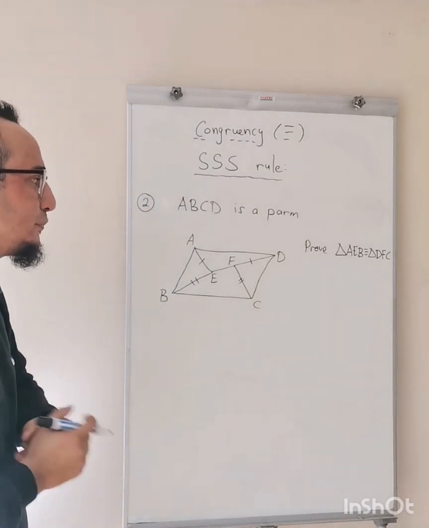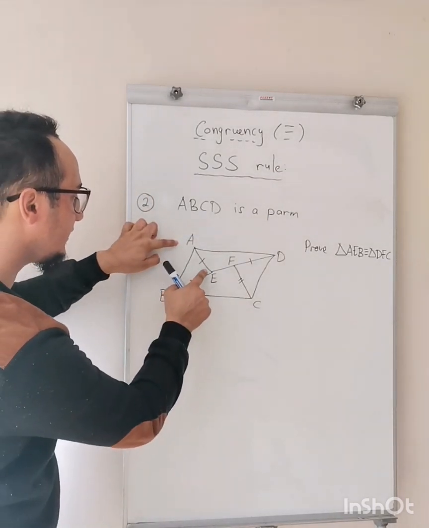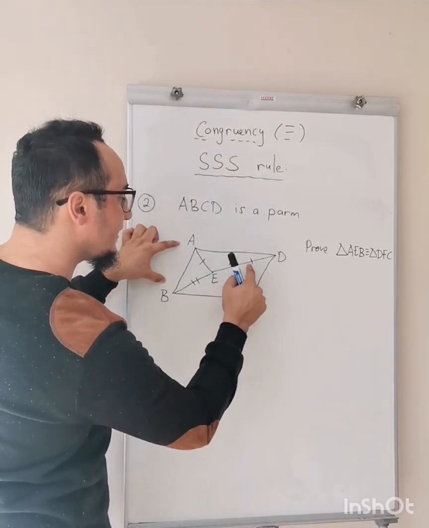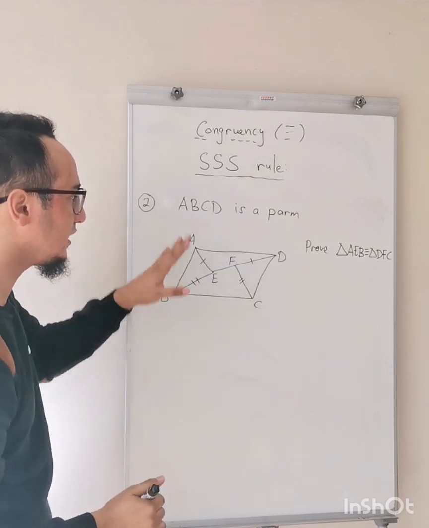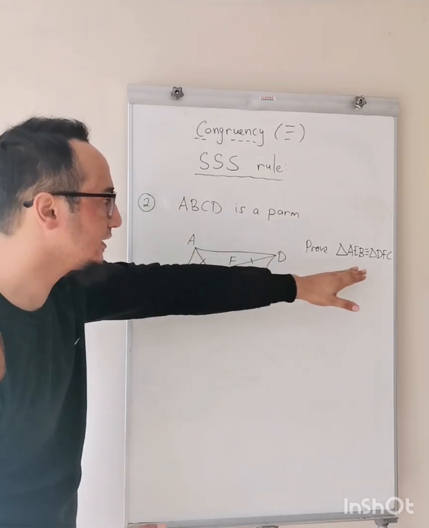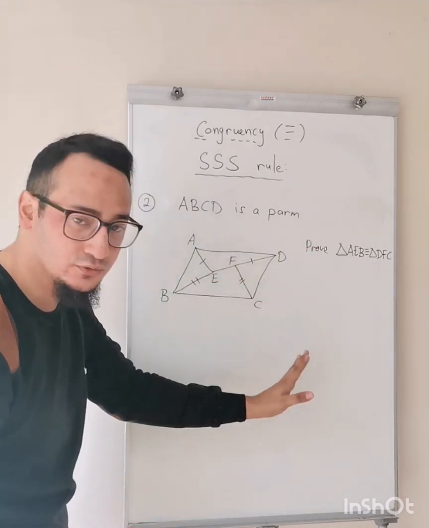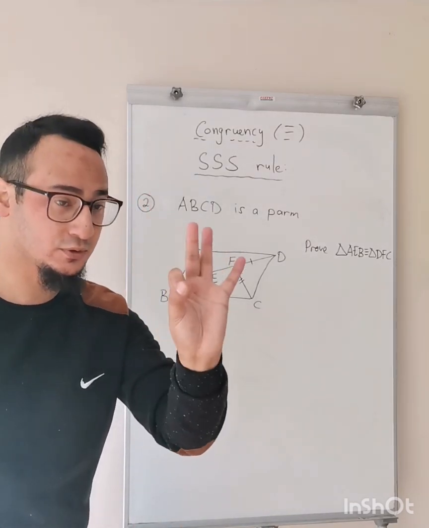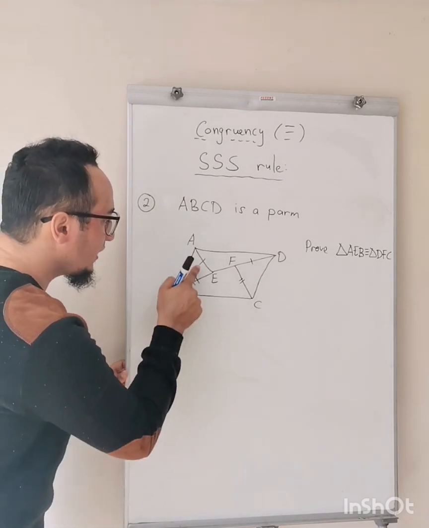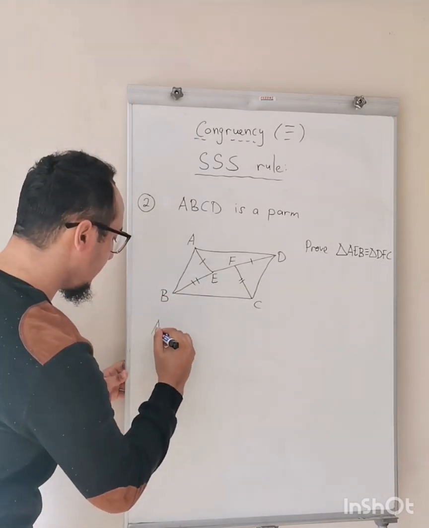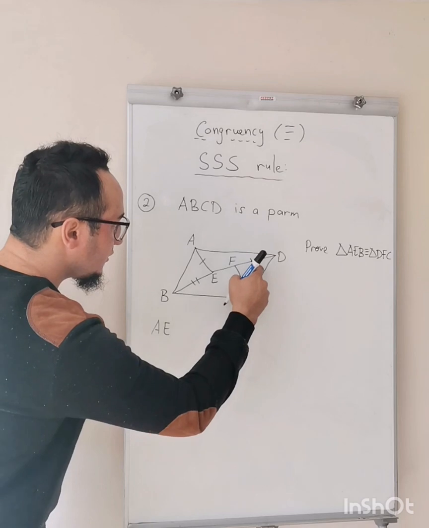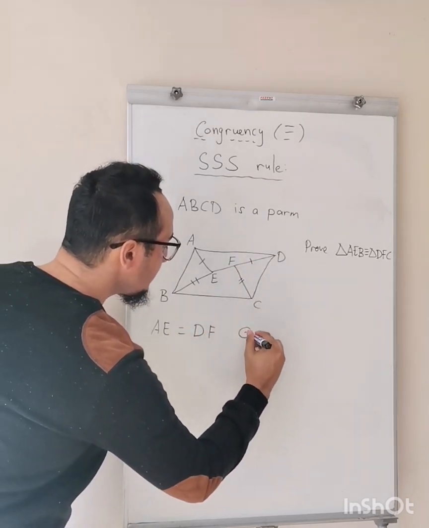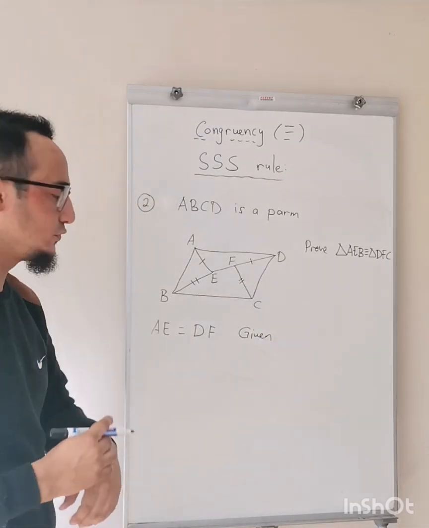Okay, the first thing is prove that triangle AEB is congruent to triangle DFC. And look at the direction A to E, then to B. Direction D to F, then to C. Alright, so remember I need to prove that three sides are equal to one another. So the first one is one line over there, which is AE. One line over there is equal to DF. And how do I know that? Because it is given to me.